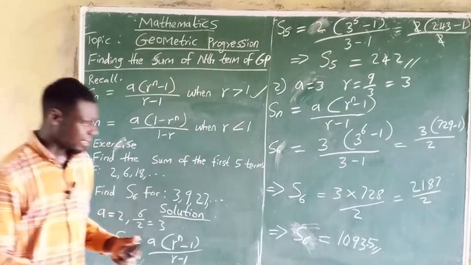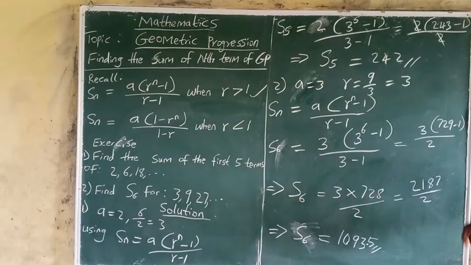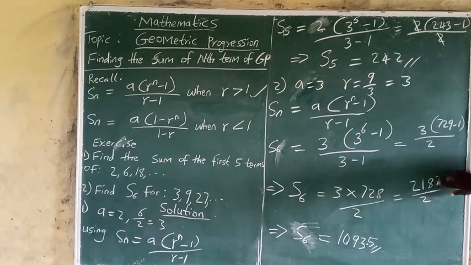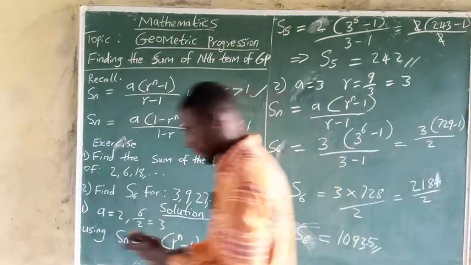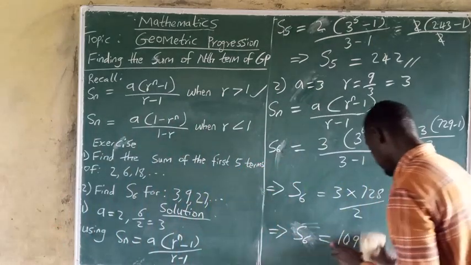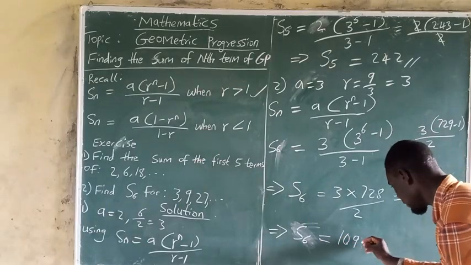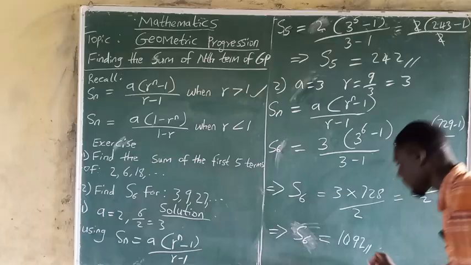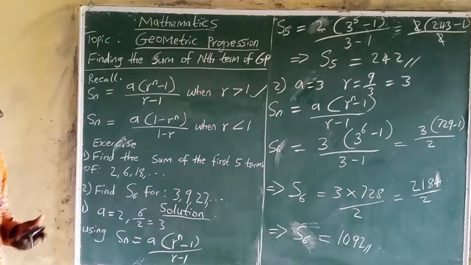All right, I discovered that as I was pressing the calculator, there was a kind of problem here. When 3 multiplies this, here should be 4, not 7. 4, not 7. Now, divided by 2 will give us 1092 as our final answer. 1092 as our final answer. It was a calculator error.